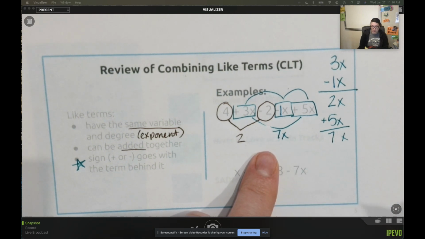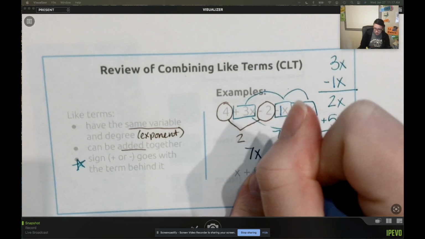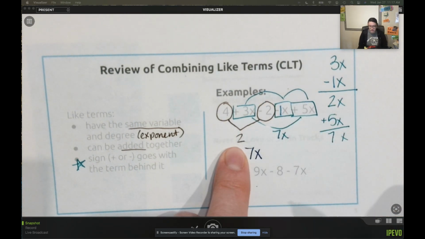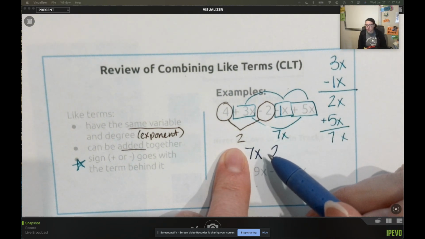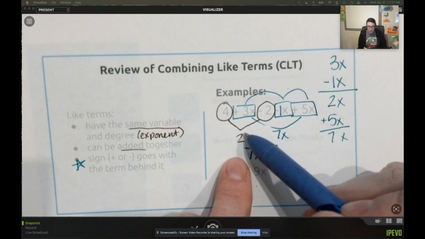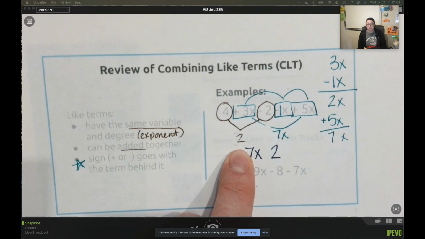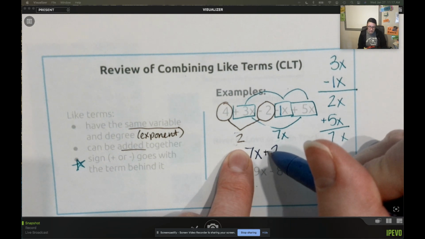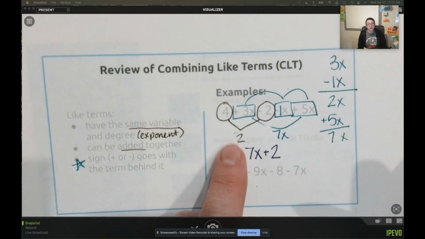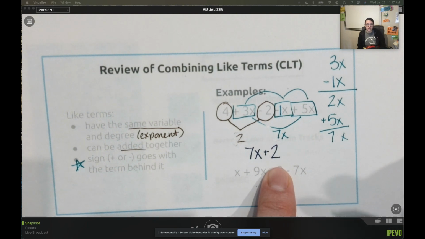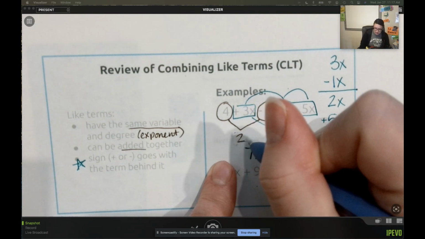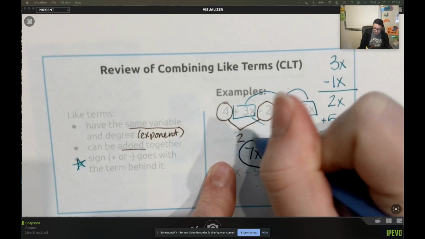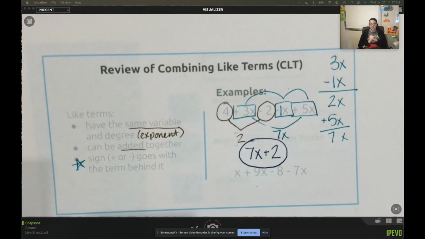So 7 has a variable with it, so I'm going to write that first. So it's going to be 7x, and then I've got this 2. But I need an adding or subtracting symbol in the middle there. And to figure out if we're adding or subtracting, we need to look at what that number is. That's a positive 2, not negative. So because it's positive, we are adding. If that would have been a negative 2, we would have been subtracting. So you need to look at that number to see, am I supposed to be adding or subtracting there? So there's the first one.